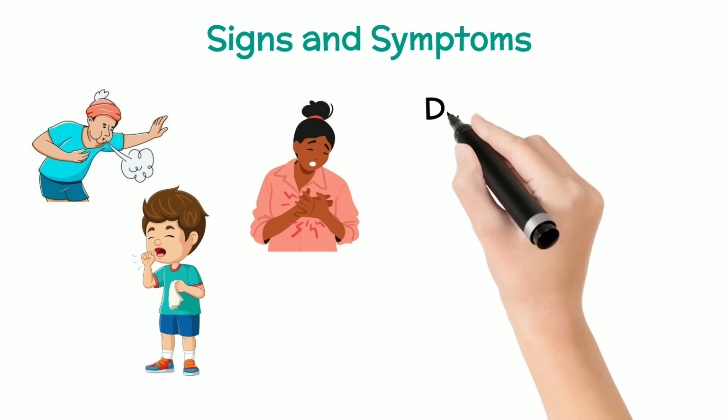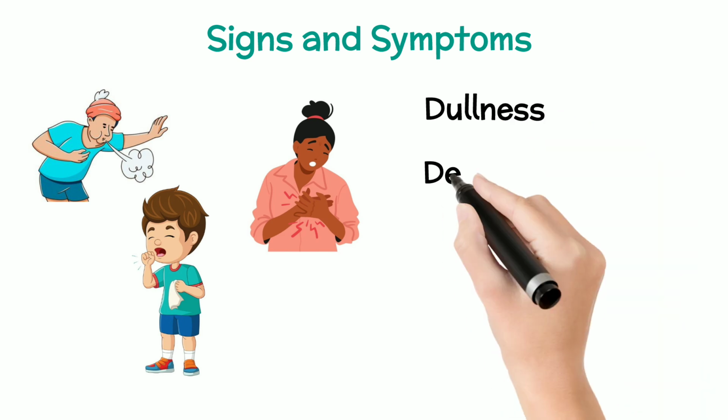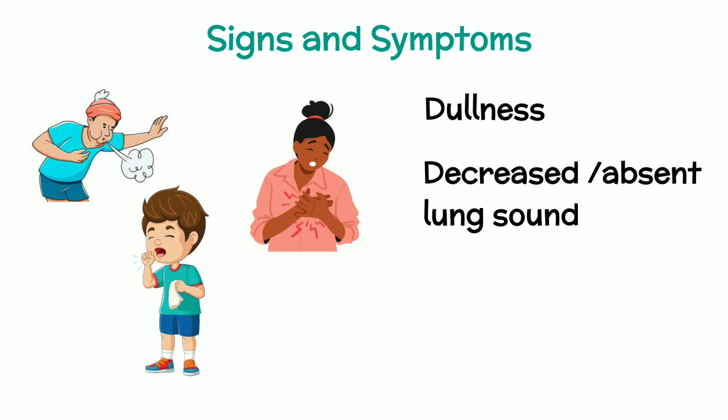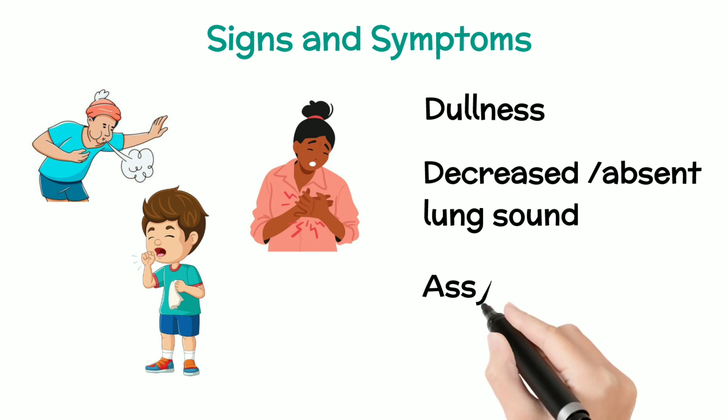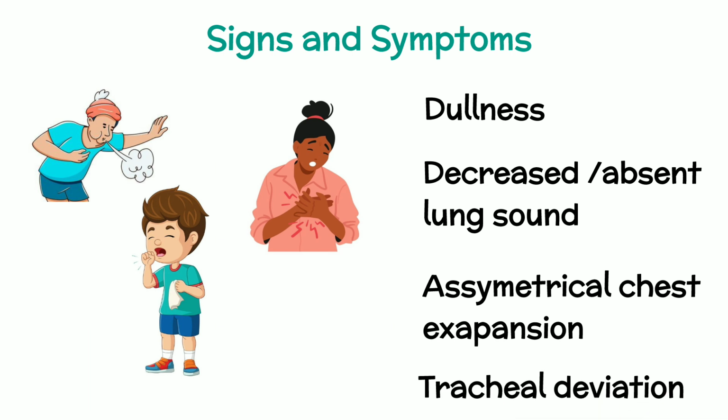Also, there will be dullness when we percuss over the area of the effusion, because there is no air to transmit the sound. On auscultation, there will be decreased breath sounds, tactile fremitus, and vocal resonance due to reduced air entry. There will also be asymmetrical chest expansion. In massive effusion, there will be mediastinal and tracheal shift away from the effusion, so we will find tracheal deviation.